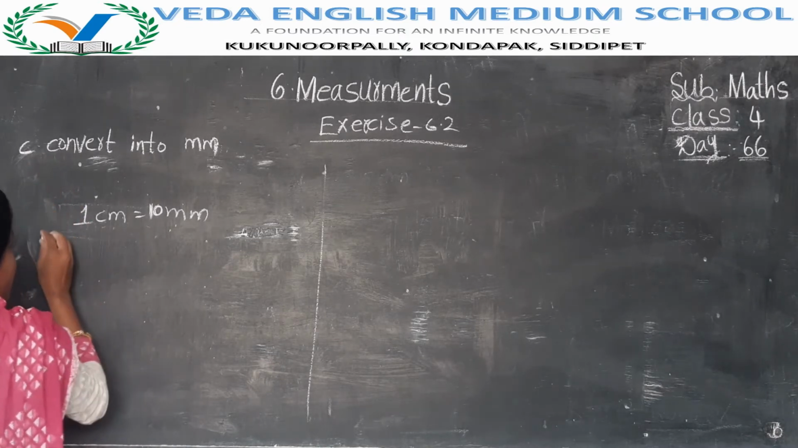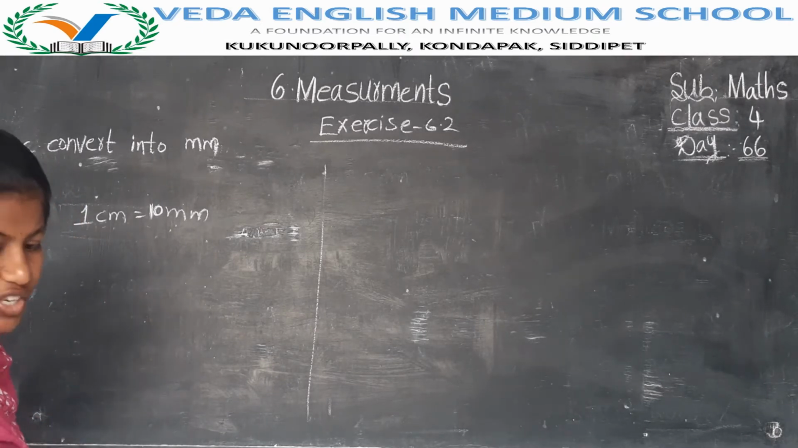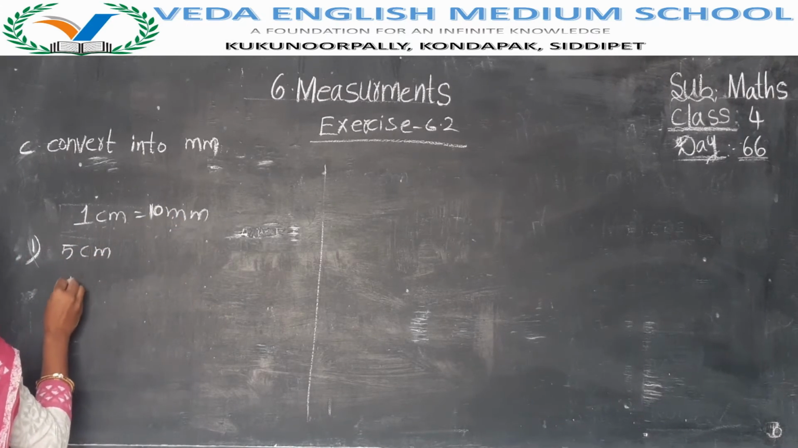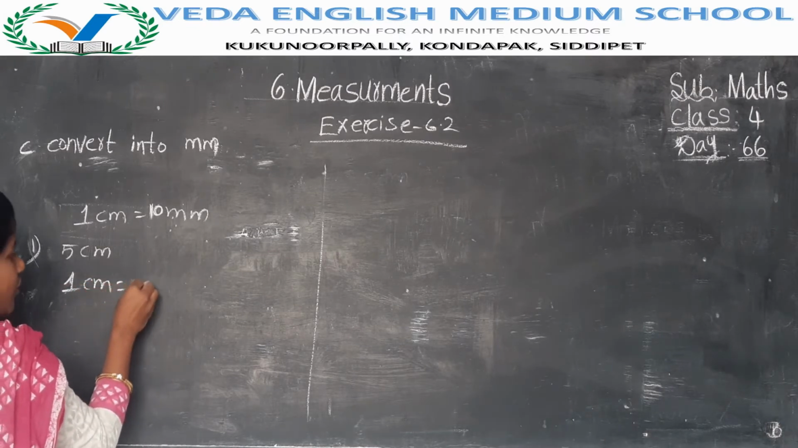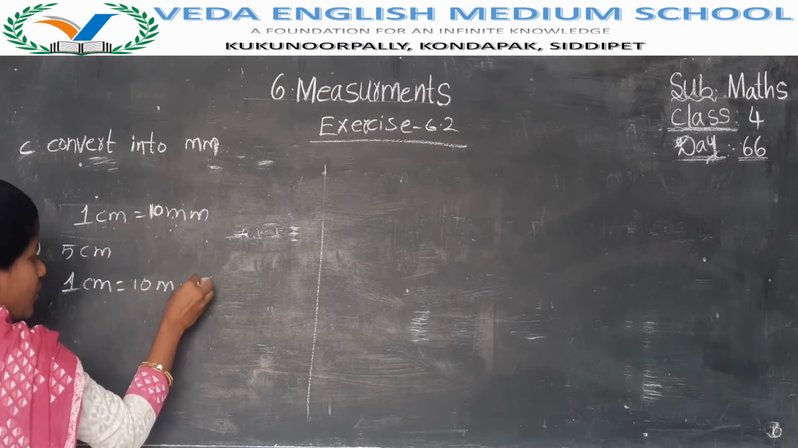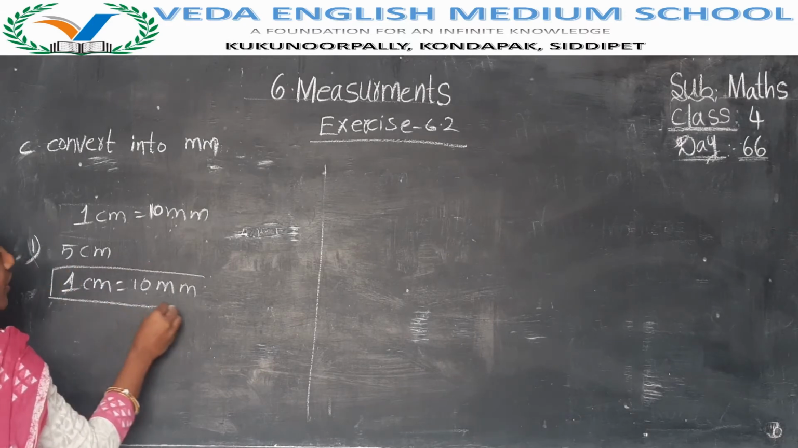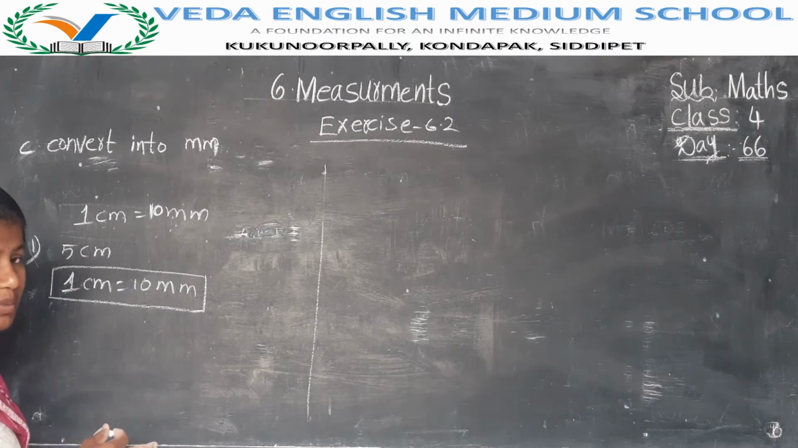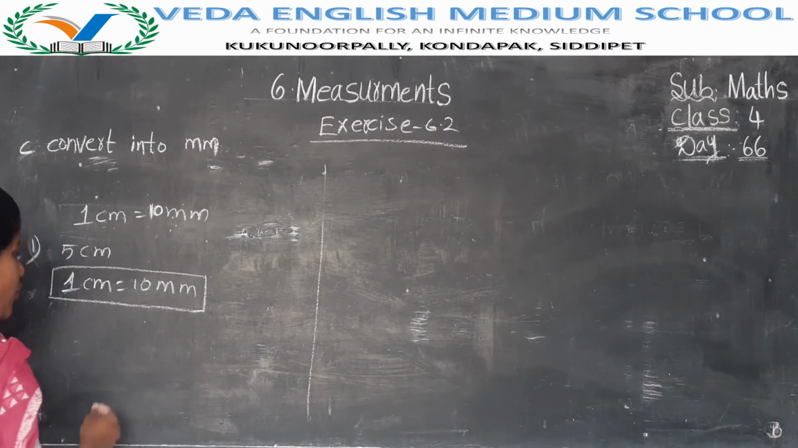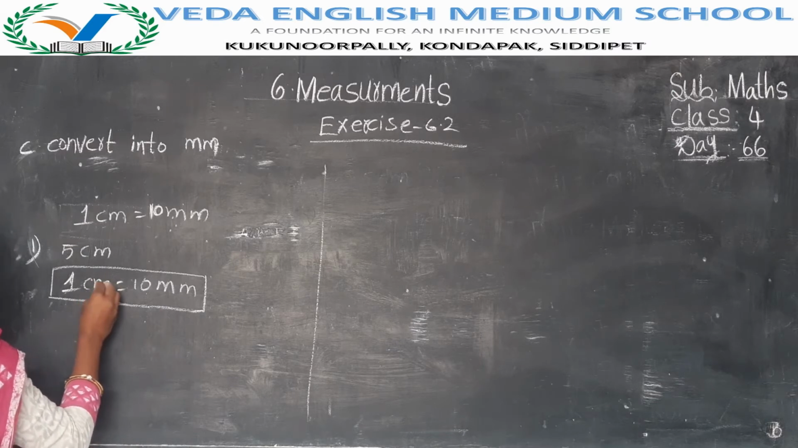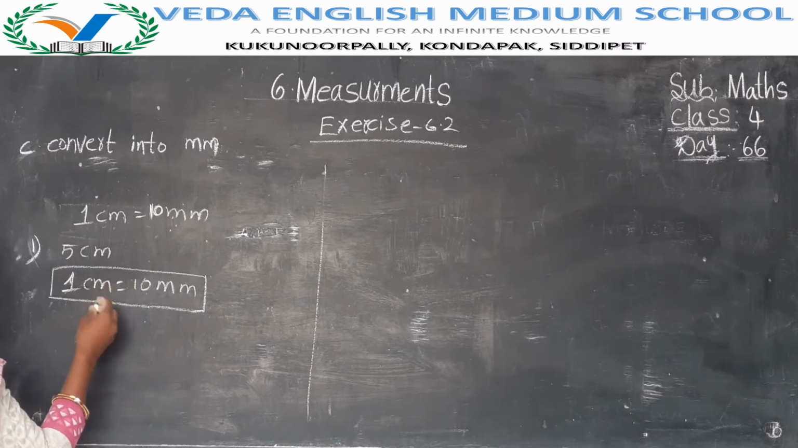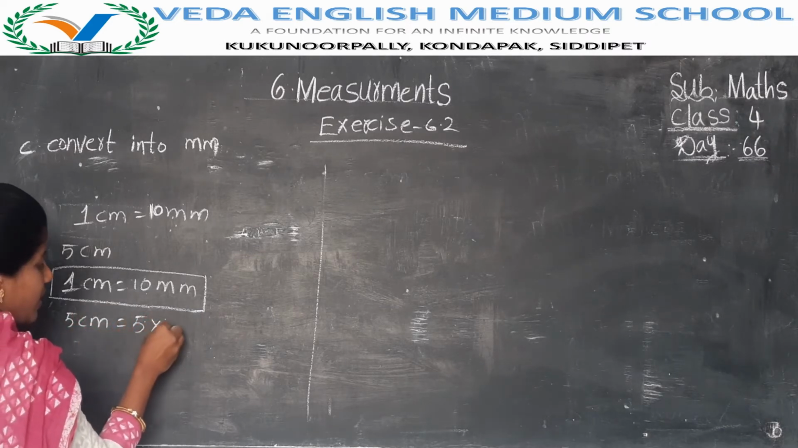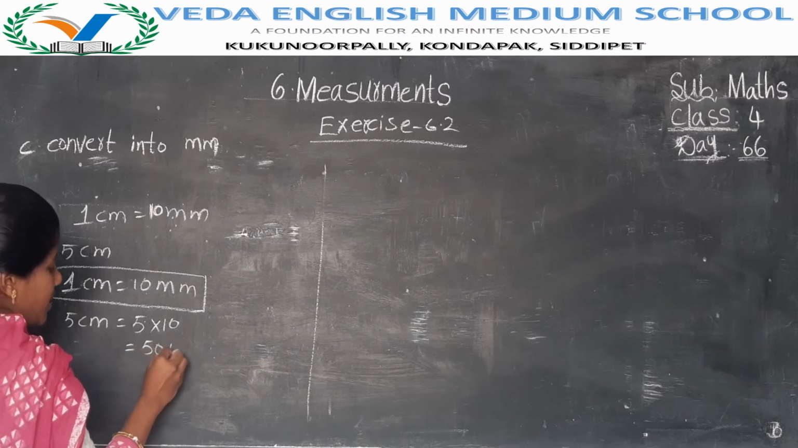So based on this you have to complete. First question is 5 centimeters. Now we have to convert this 5 centimeters into millimeters. If 1 centimeter is equal to 10 millimeters, just now we have learned, no? When you are converting greater quantity to smaller quantity, we have to multiply. Converting centimeters into millimeters, so we have to multiply. So 5 centimeters is equal to 5 into 10. 5 tens are 50 millimeters.